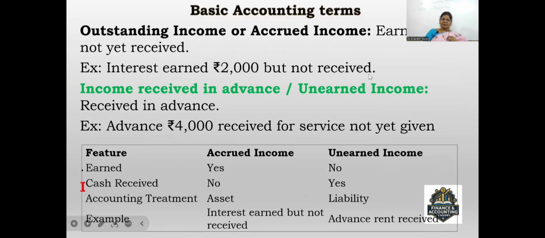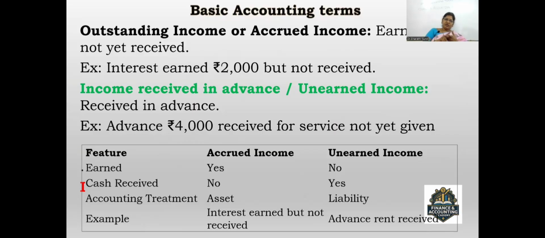Next, outstanding income or accrued income. What is outstanding income or accrued income? Which is earned but not received. See, I gave some 20,000 loan. For that, I have to receive 2,000. I have to receive that 2,000 amount in the month of May. But I have not received that in the month of May. But I will receive it in future.